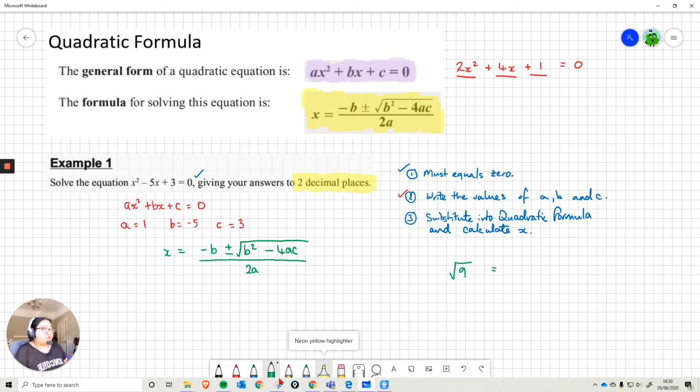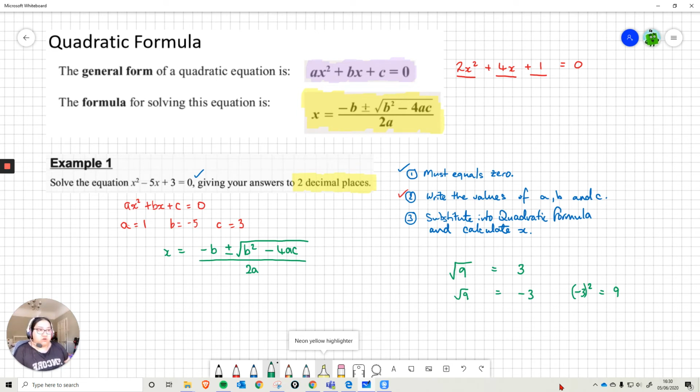The reason it's a positive and a negative is because when we square root a number, for example, the square root of 9, we know is 3, but actually the square root of 9 is also negative 3, because if we do negative 3 squared, two negatives make a positive, which makes 9. So there's actually two solutions when we square root a number. So we're going to end up with two answers for x.